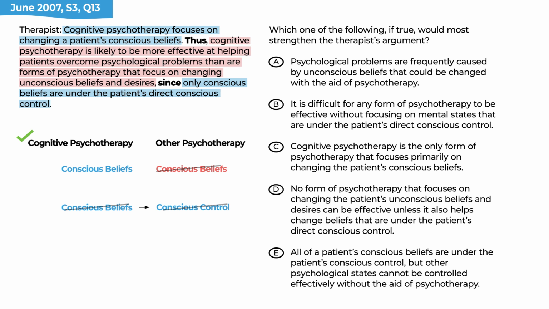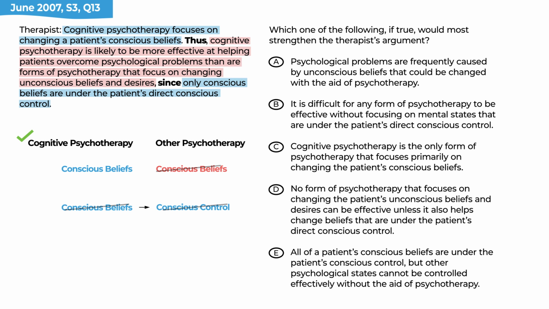Now, apparently, by having them focus on things that are not under their direct conscious control, that is somehow less effective than focusing on things that are conscious beliefs. We're looking for not conscious control is in some way negative. If we can find that not conscious control is in some way negative, or that conscious control is somehow positive, that would be a good start in making this argument better.